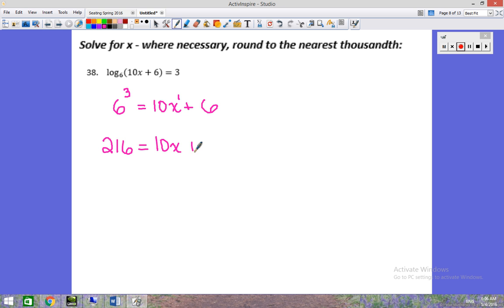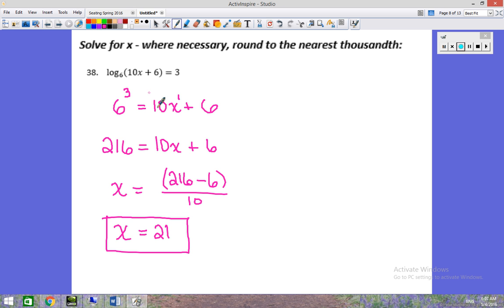So this is a two-step equation. To solve for x, we take this 216 and subtract 6 from it and then divide by 10, and we should get 21. Let's come up here and plug that in. 10 times 21 is 210. 210 plus 6 is 216. 6 to the third power is 216. This is our solution.